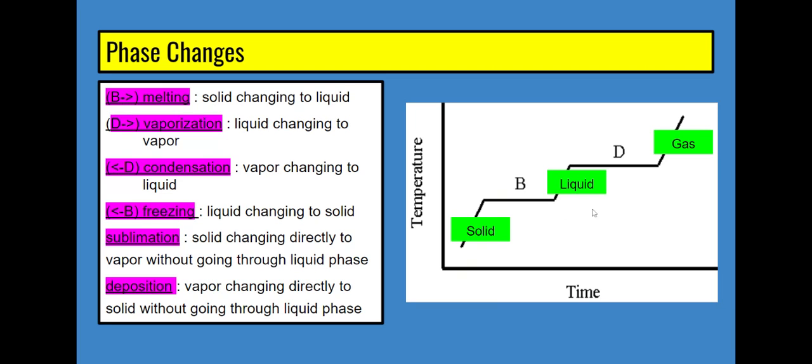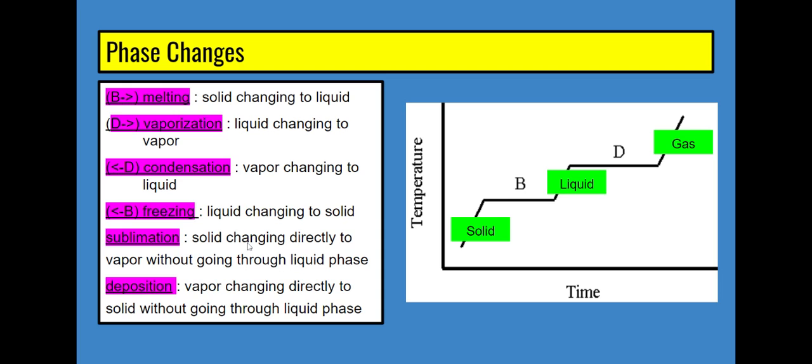Now, if we're going liquid to solid, say we have liquid water and we place it in an ice cube tray and put it in the freezer, you are going from liquid to solid. That is your freezing phase change. So solid to liquid is melting, liquid to gas is vaporization, gas back down to liquid is condensation, and then liquid back down to solid is freezing. So those are the four main ones you'll need to know.